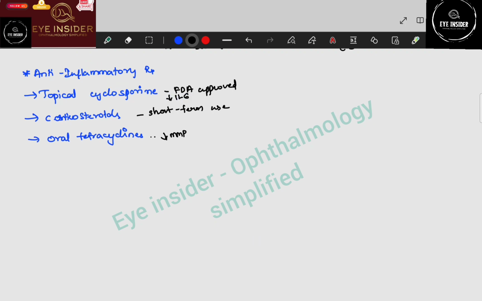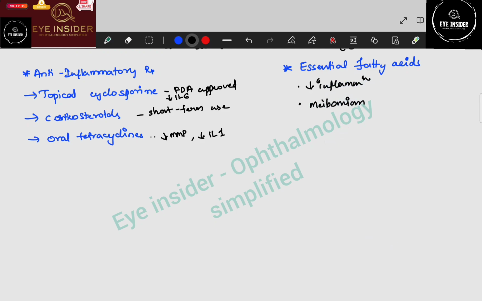Topical cyclosporine has been approved by the FDA. It reduces interleukin 6 and can be used, whereas tetracyclines reduce the matrix metalloproteinases and reduce the interleukin 1 secretions.